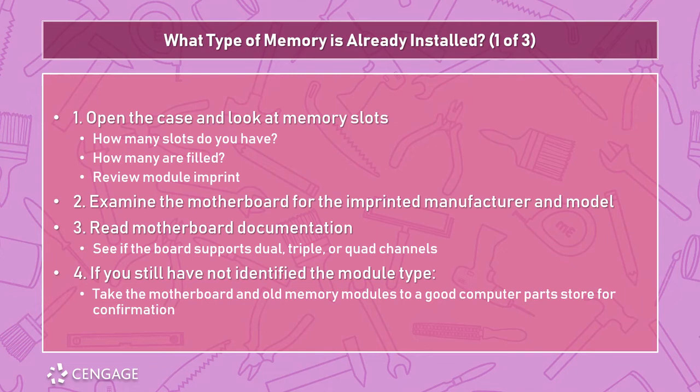Examine your motherboard. Make sure that your motherboard supports whatever type of memory channeling you want to use, as well as the memory. Sometimes you'll see what's called a memory QVL on the support website. And if you still can't identify the module after all of that, you can take it into a good computer parts store for confirmation. Note they say good. You definitely don't want to take it to a shady kind of computer shop.